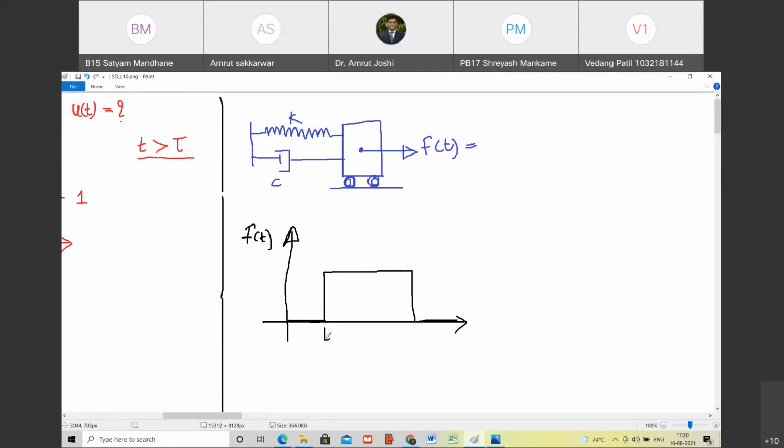Let me call this as t1 and let me call this as t2. F is the magnitude. Are you with me? So this system is subjected to a sudden increase in force F, sudden increase in the force magnitude by amount F at time t equal to t1, and then the force suddenly drops. So suddenly applied load and then suddenly released load. Are you with me? Yes, sir.